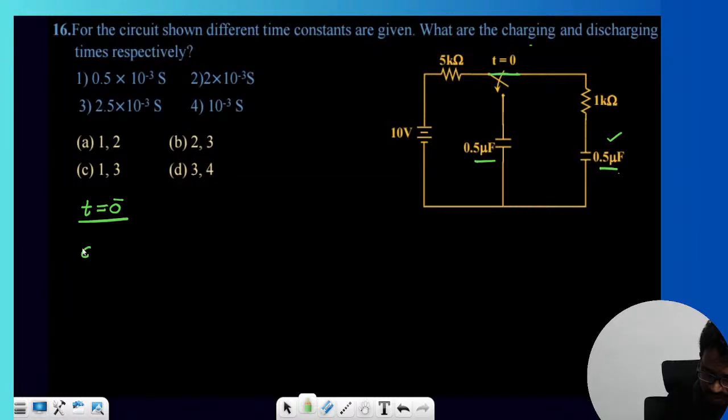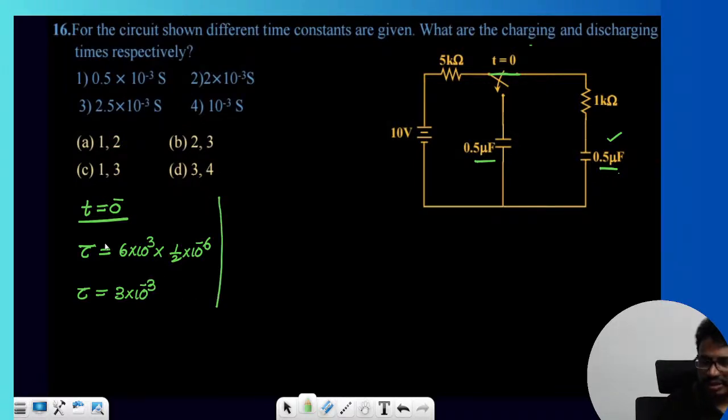So the time constant which will come to be what, tell me now here? 5 plus 1, 6k. 6 into 10 cube into what, tell me now here? Yeah, 1 by 2 into 10 power minus 6. So then tau will come to be what, tell me now here? 3 into 10 power minus 3. Yeah, I got this is the time constant at t is equal to 0 minus. That is t less than 0, we can say this one. This is the time constant for t less than 0.